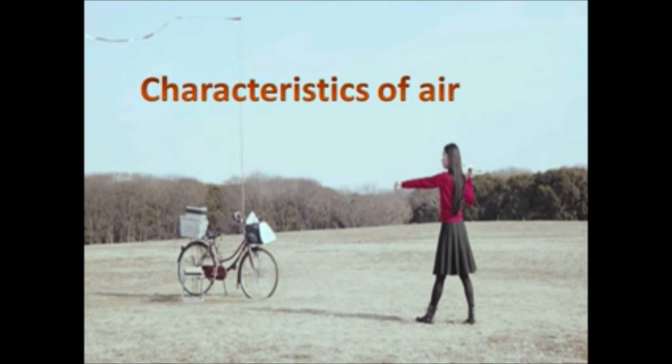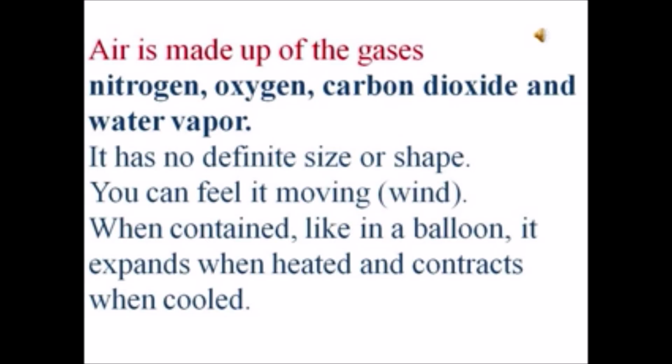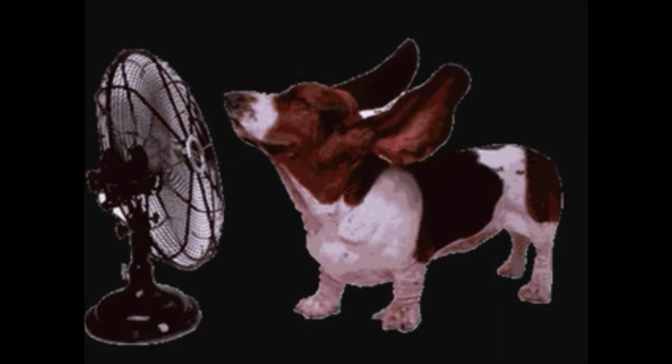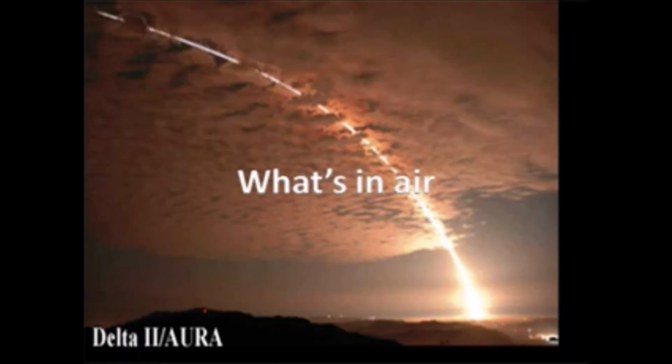Characteristics of air. Air is made up of the gases nitrogen, oxygen, carbon dioxide, and water vapor. It has no definite size or shape. You can feel it moving. When contained, like in a balloon, it expands when heated and contracts when cooled.